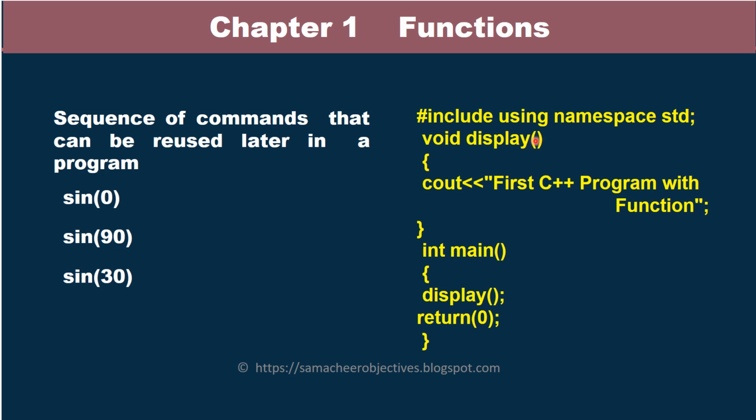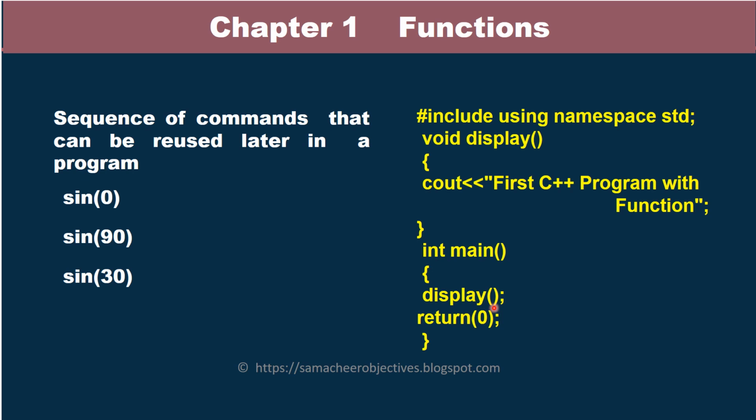Right? And a function can return only one value. The output of a function will be only one. Here the output of the function is it has to print first C++ program with function. And we can call that function any number of times. Okay, and in main function we are calling the function display.